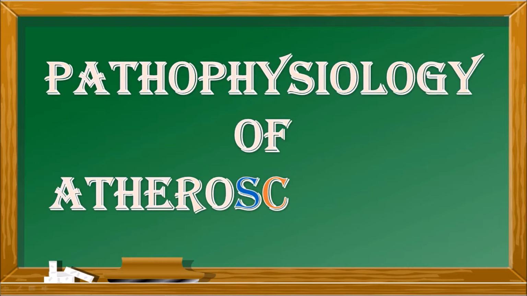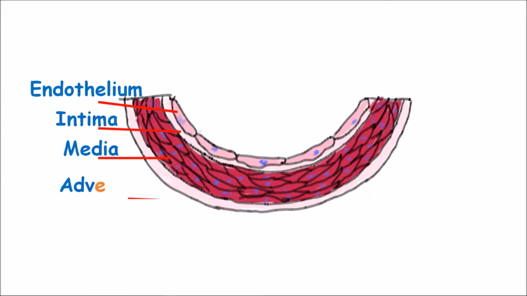Now let's discuss the pathophysiology of atherosclerosis. Suppose this is the wall of an artery, and now we will discuss the layers of the arterial wall. The innermost layer, which is surrounding the blood, is the endothelium. Beneath the endothelium we have the intimal layer, and beneath the intimal layer we have the tunica media, and the outermost layer is the tunica adventitia.